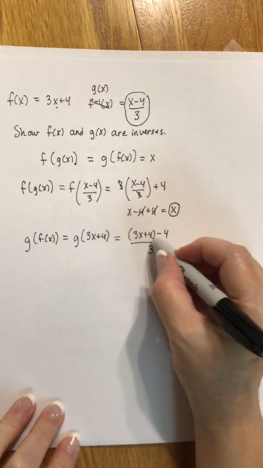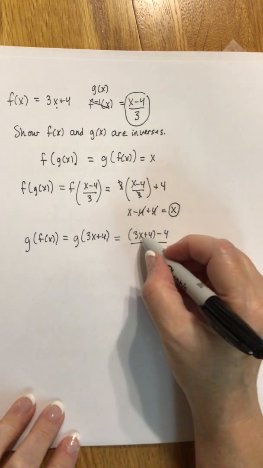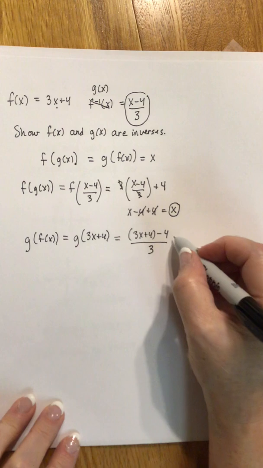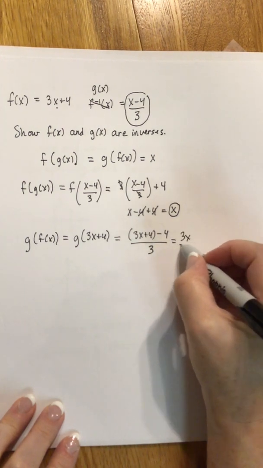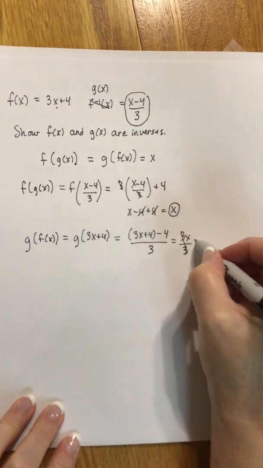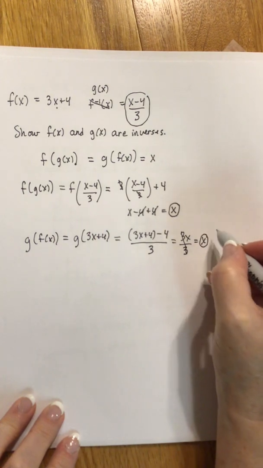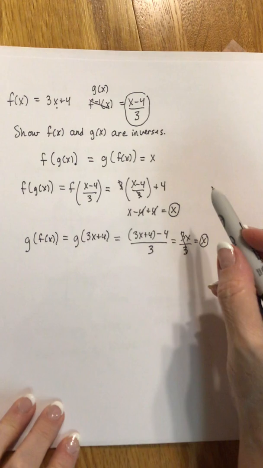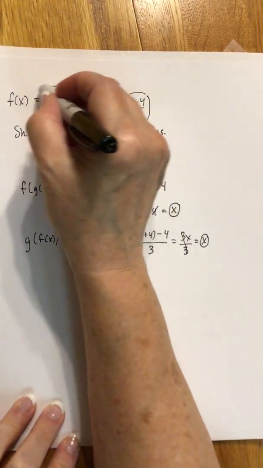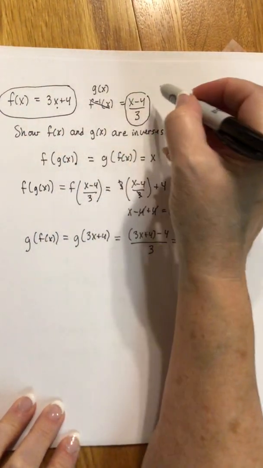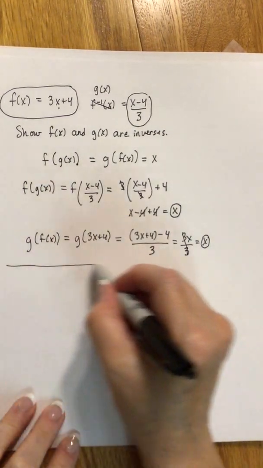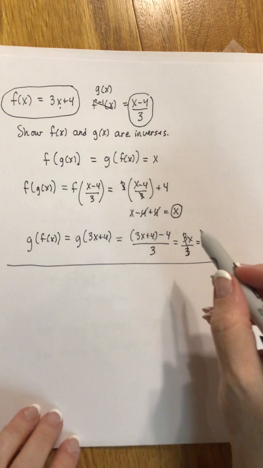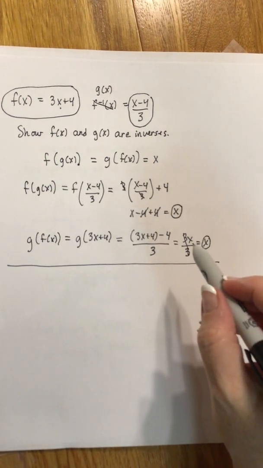Now these parentheses can be associative, so you can put the parentheses over here. The 4 and the minus 4 are going to cancel out, and I get 3x over 3. But now the 3's can cancel out, and I get x. So since I've shown the two compositions both come out to be x, I know that these are inverses. Again, we knew they were inverses because we made them to be inverses when we started out. So this is to show that they're inverses, and the other way was to actually create an inverse.